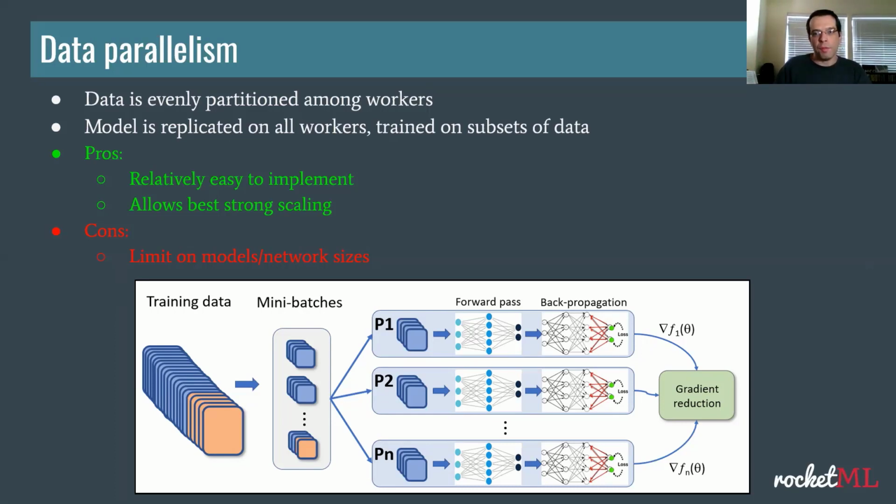The main drawback of this strategy is that it puts a limit on the size of the model, the network that you can use. And this is simply because the networks are duplicated among all the workers. So if it's big enough that it can't fit on a single worker, then adding more workers won't help because you have to duplicate it. Right? So for very large networks and models, data parallelism might not be appropriate.